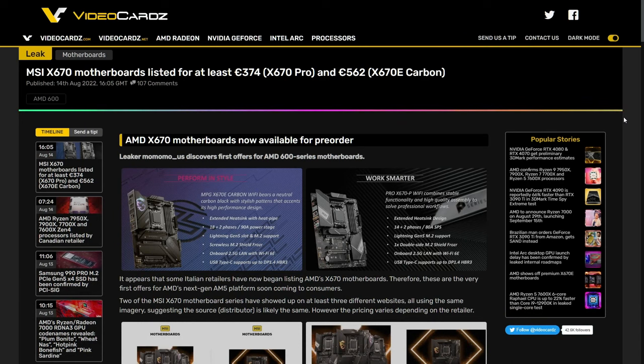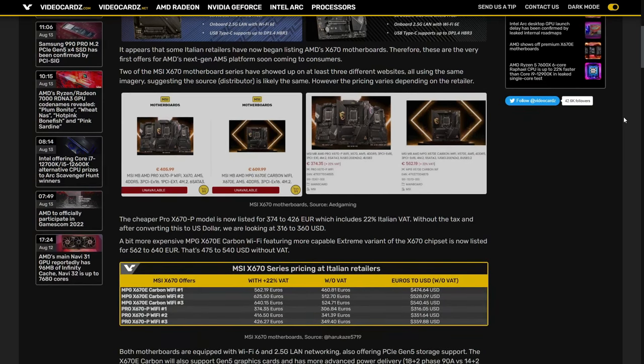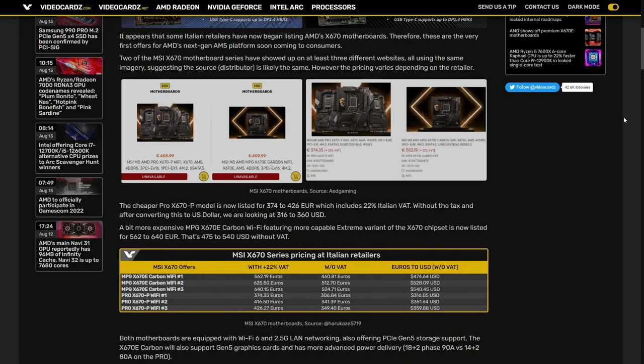And then we have the MSI X670 motherboards, which have been listed for at least €374 and €562 for the X670E Carbon. It appears that these are some of the first X670 motherboards that have appeared on Italian retailers, and they should be coming out to consumers quite soon. This would put it around $360 for the X670P, which is the cheaper model, and then the expensive X670E should be around $475 to $540 without the VAT.